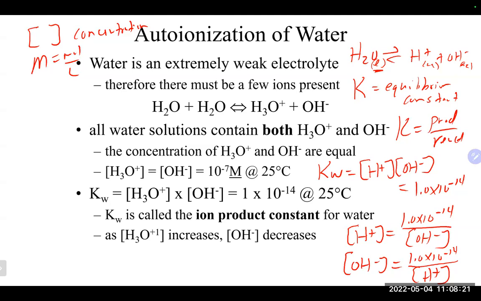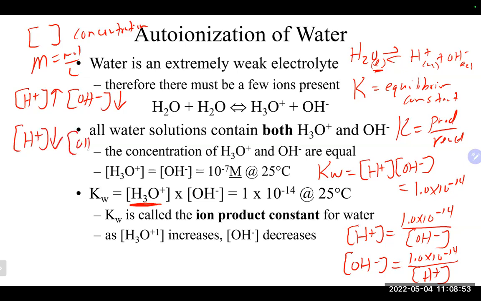As I mentioned before, I use H plus, but H3O plus is the same thing. The H plus is the acid part of the solution. The OH minus is the base part of the solution. And they are related to each other, opposites of each other. As one goes up, the other goes down. As the concentration of H plus increases, the concentration of OH minus decreases, and vice versa. As the H plus goes down, OH minus goes up. Any questions on that there?